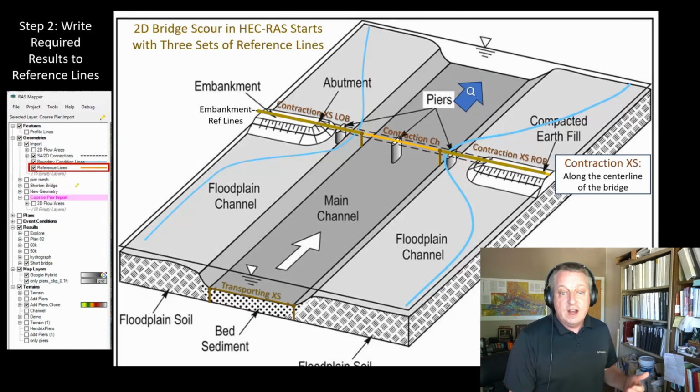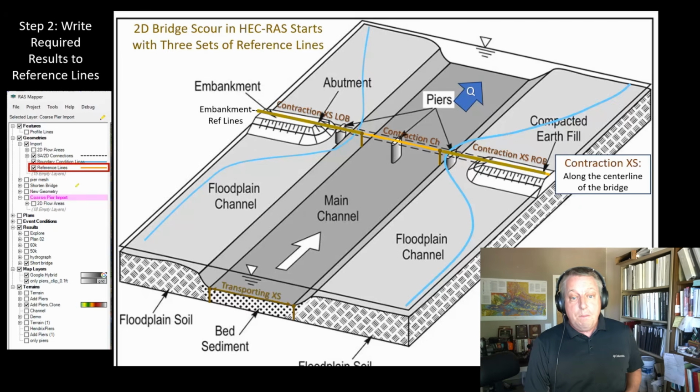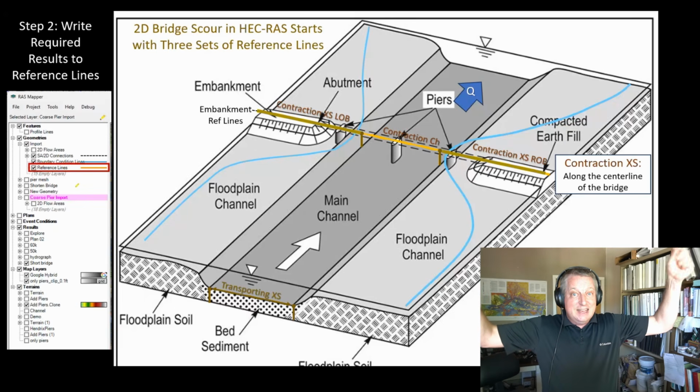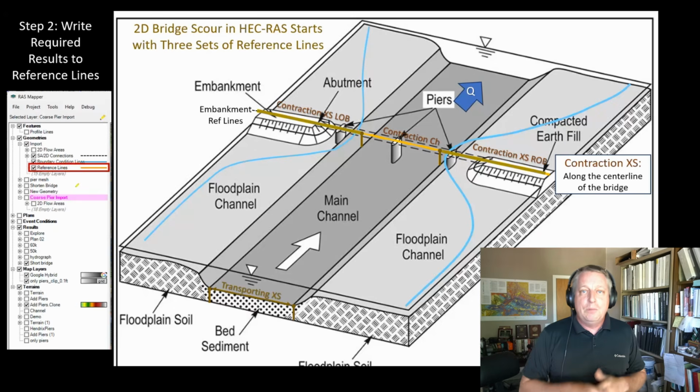So the contraction cross-section has 3 parts, 3 reference lines: a channel, and the overbanks. Now, the first thing you need to know is that the channel in bridge scour is different than the channel in 1D hydraulics, right? For those of you who build 1D models, you think the channel goes from channel bank to channel bank.